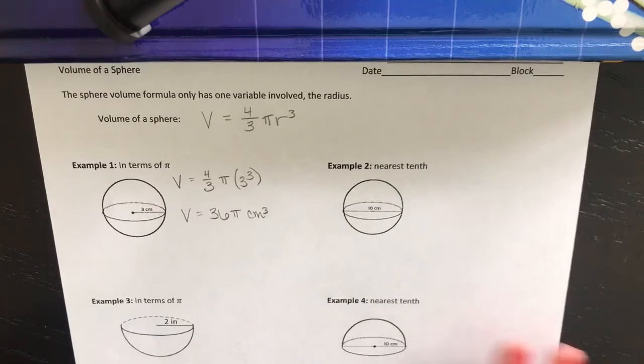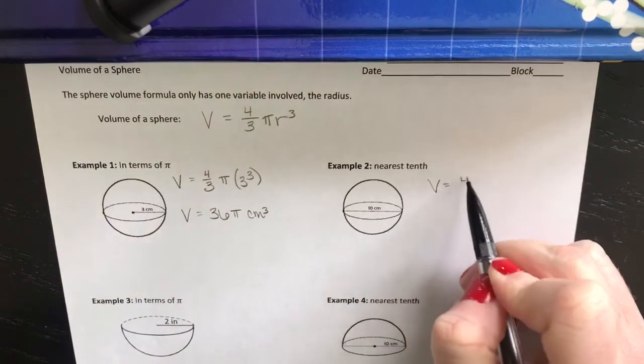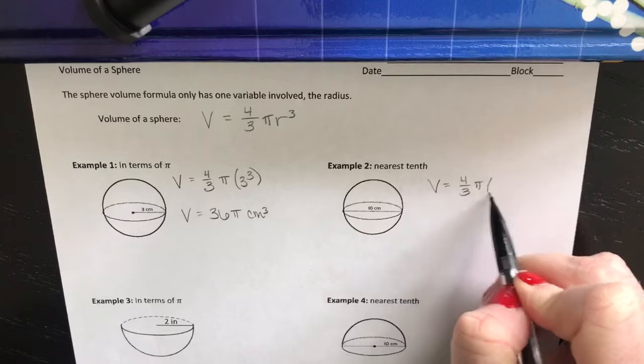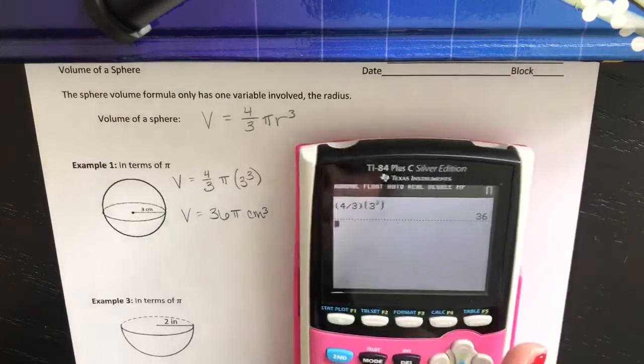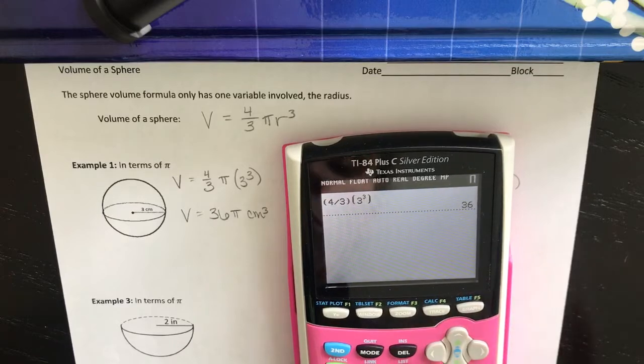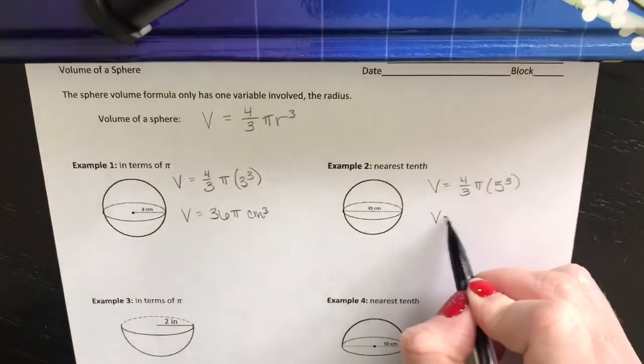Okay, the next one's to the nearest tenth. Volume equals 4/3 pi. In this case, the radius is 5 cubed. So this time, we type the whole thing in. 4/3, we type the pi, and we're doing 5 raised to the 3rd power. So to the nearest tenth, 523.6.